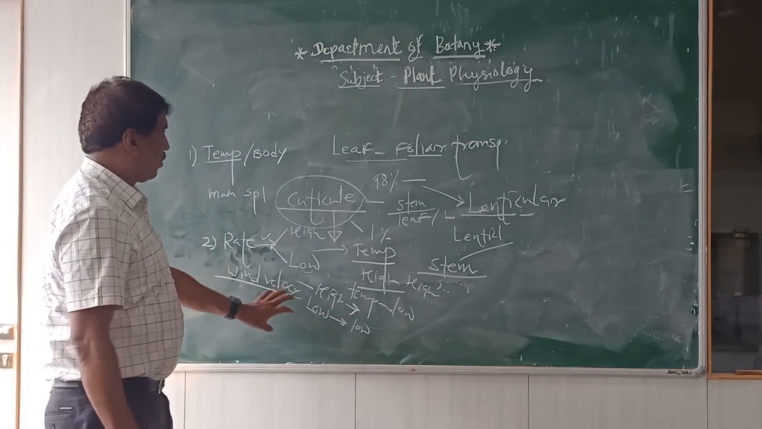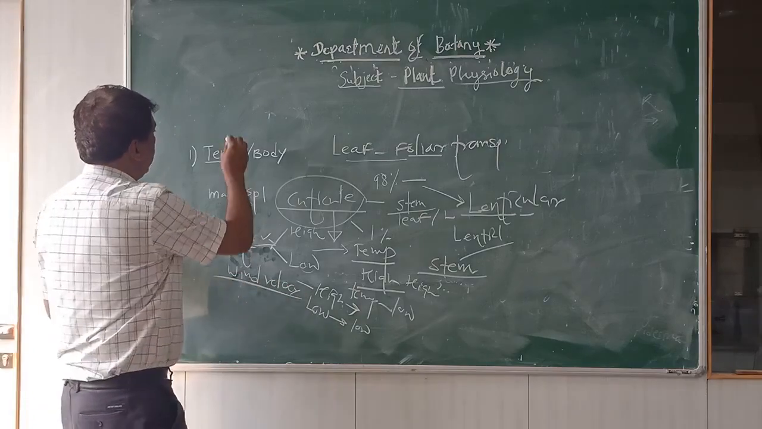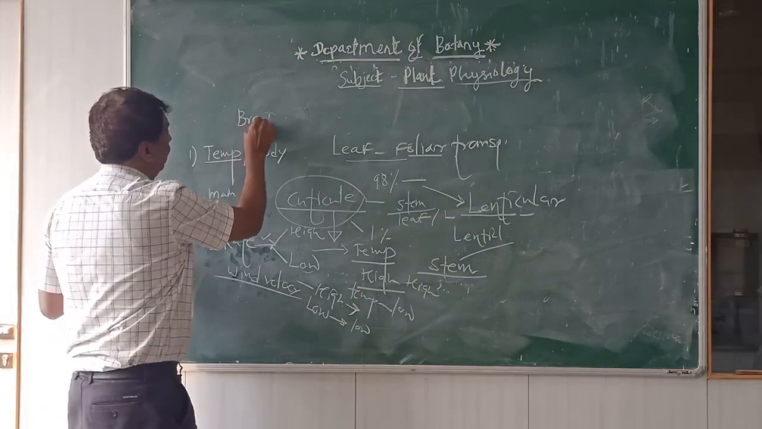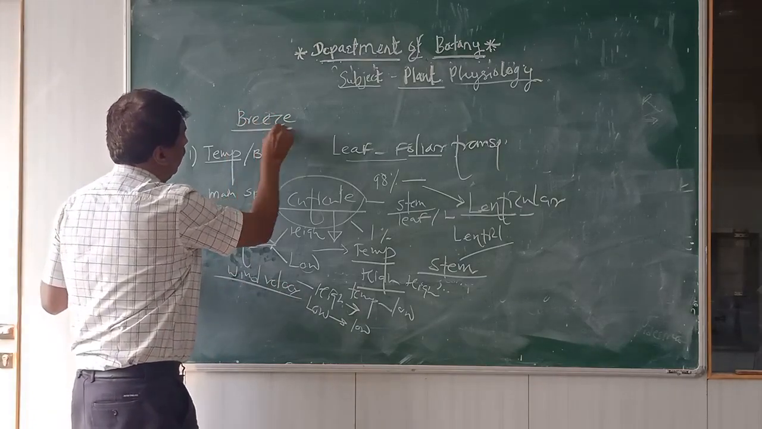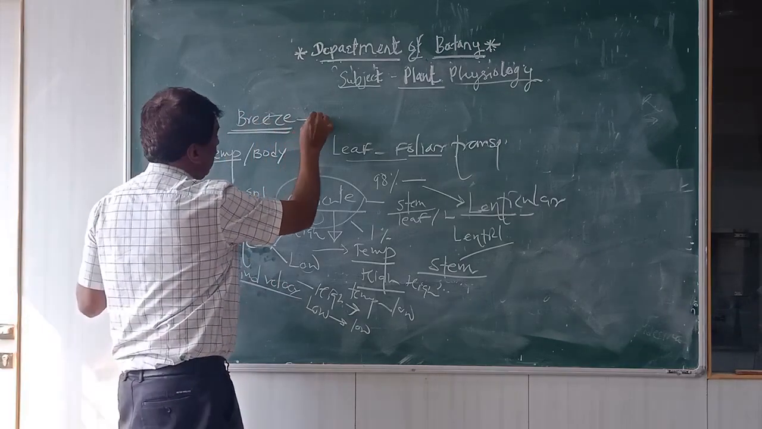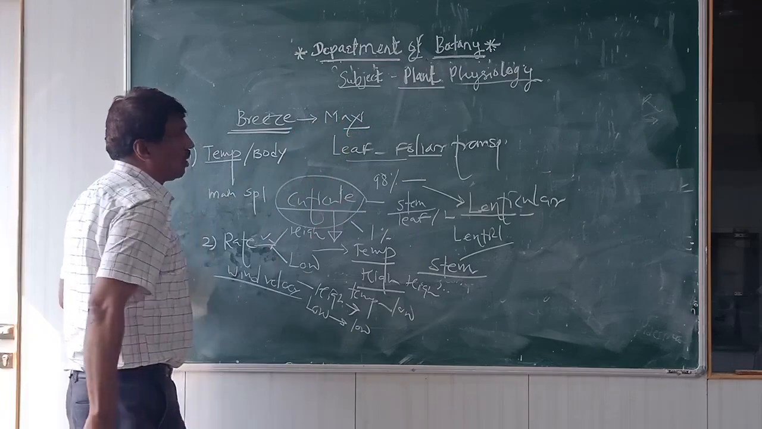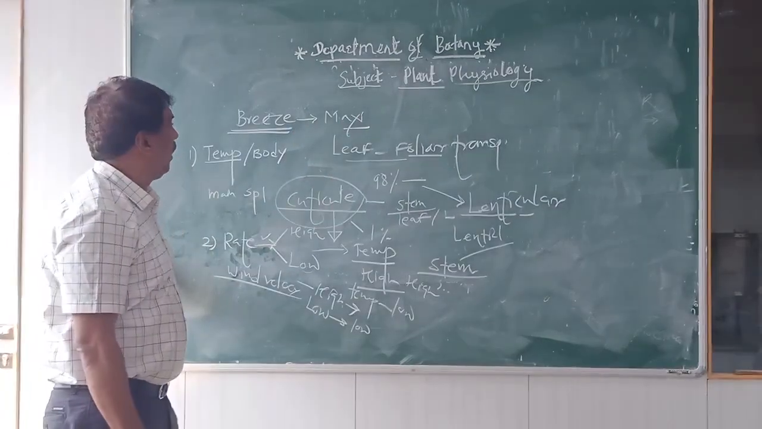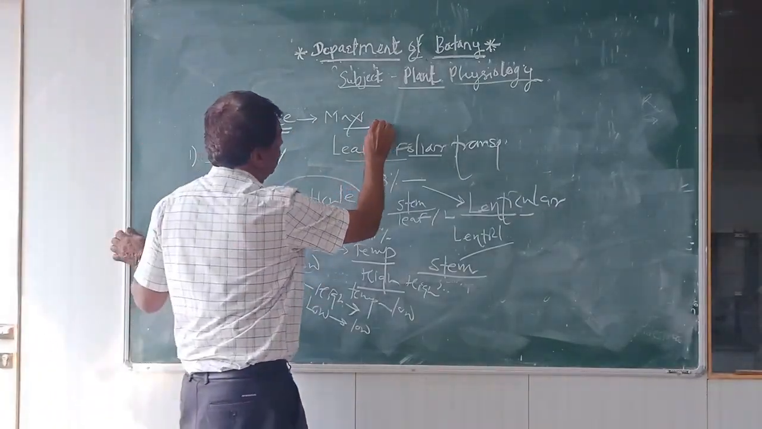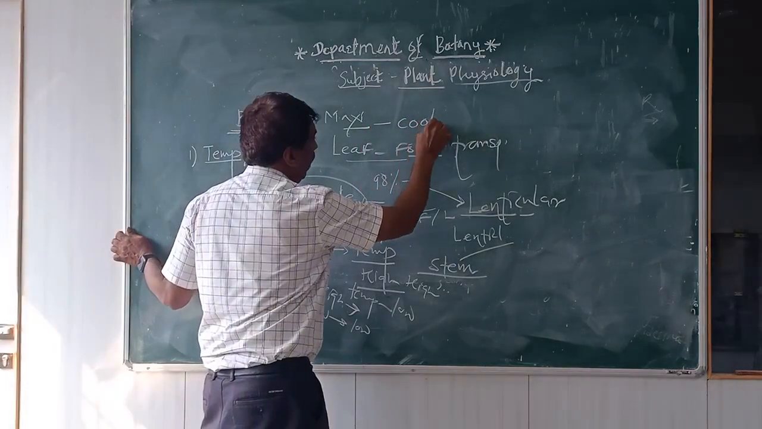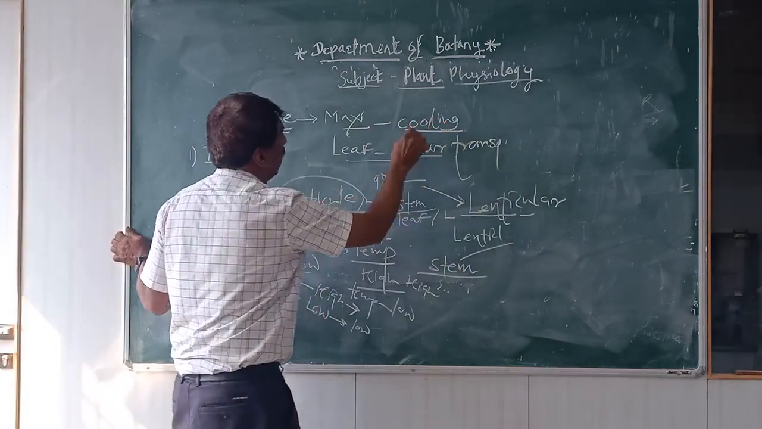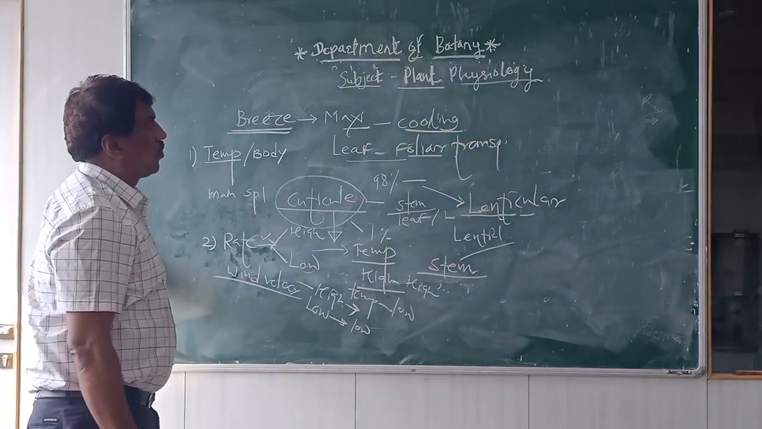But one exception is there. If there is a gentle breeze of wind, wherein that gentle breeze of wind the rate of transpiration is maximum, and that's why during the summer season, if there is a gentle breeze of wind, then one can realize that cooling effect. So the cooling effect under the tree is because of the transpiration process.